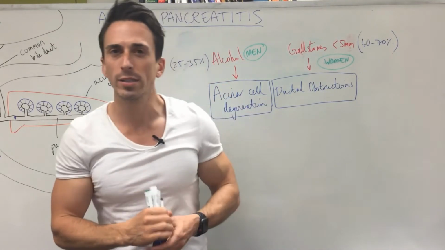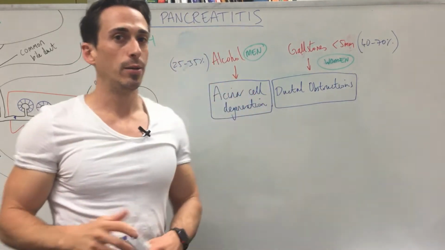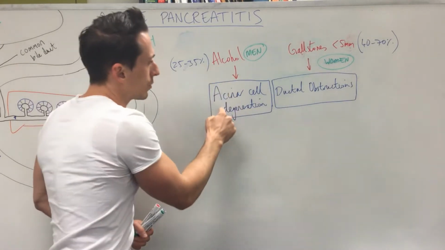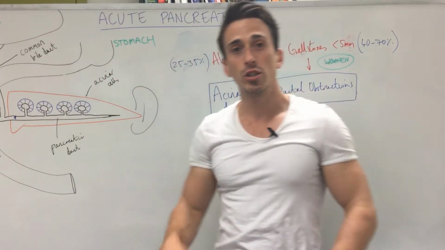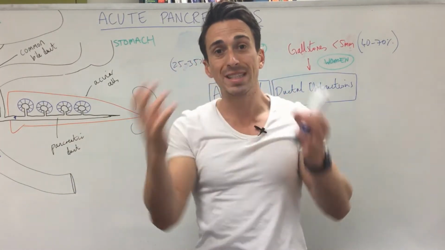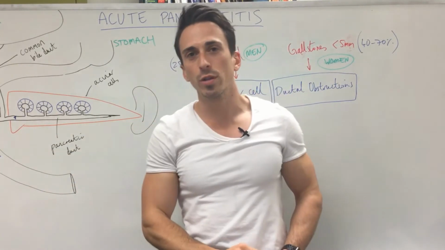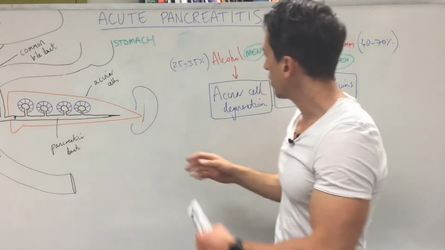But I think one of the reasons is the size of the gallstone. Let's look at alcohol now. How does alcohol result in acinar cell degeneration? Well, we know that the liver is the major site of alcohol or ethanol metabolism, but the pancreas also metabolizes ethanol as well. And what alcohol can actually do is a couple of things.